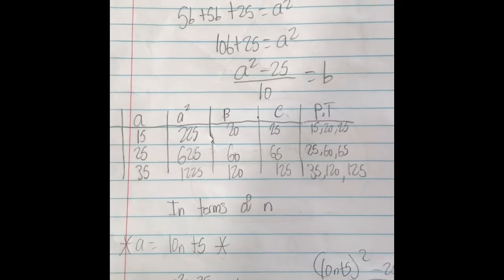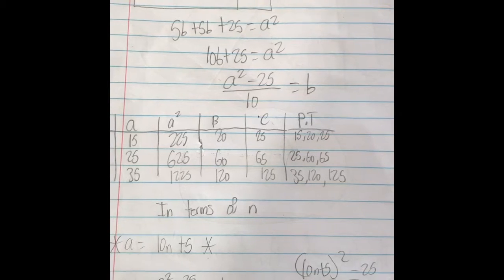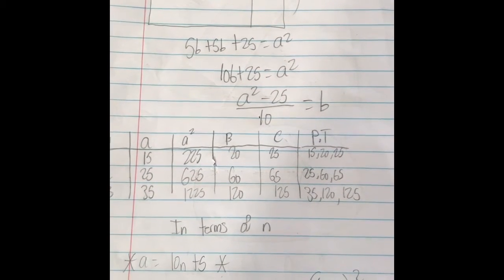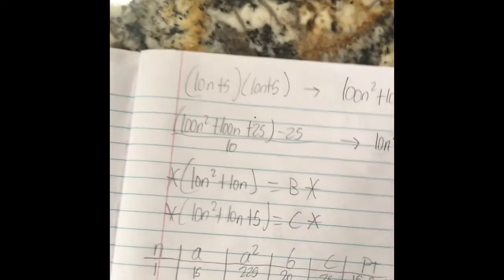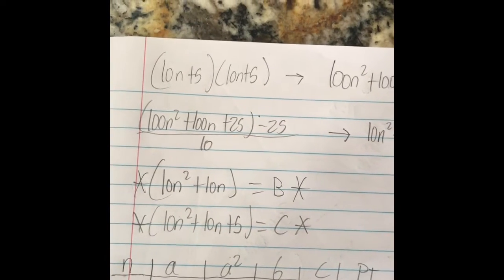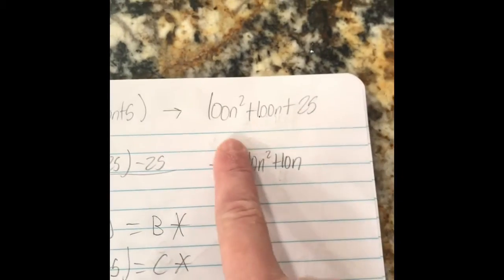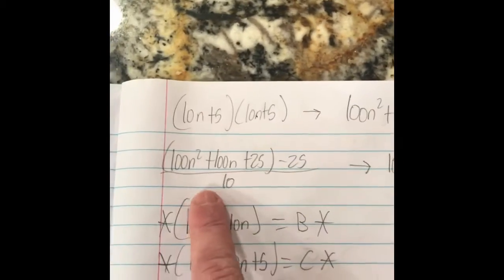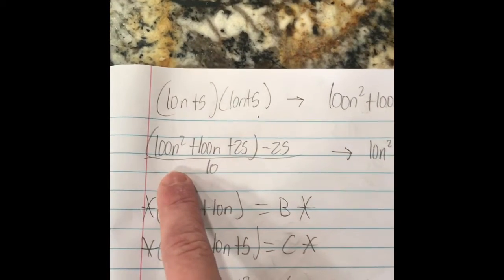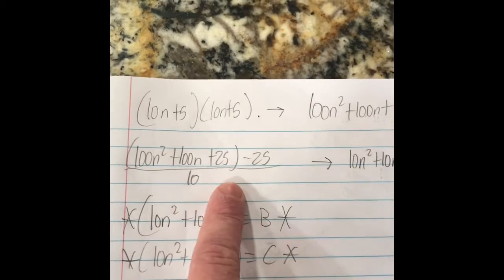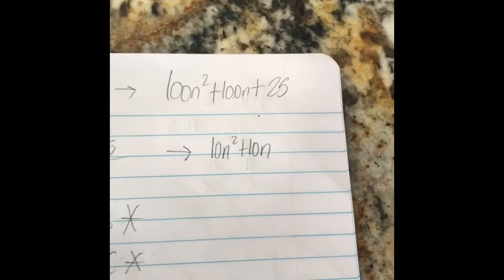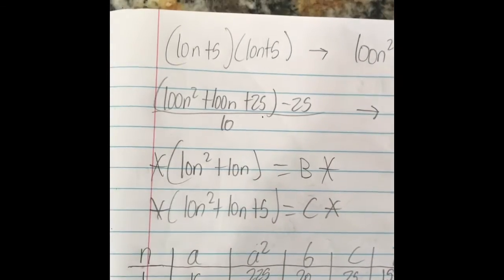Now we had to plug this into our given b formula, which was again a squared minus 25 over 10. So we plug in 10n plus 5 squared minus 25 over 10, which I FOILed out as 10n plus 5 times 10n plus 5. Now you can see my work. I got 100n squared plus 100n plus 25. Then I plugged this into the formula, and it was 100n squared plus 100n plus 25 minus 25 over 10, giving us 10n squared plus 10n, which is our formula for b in terms of n.